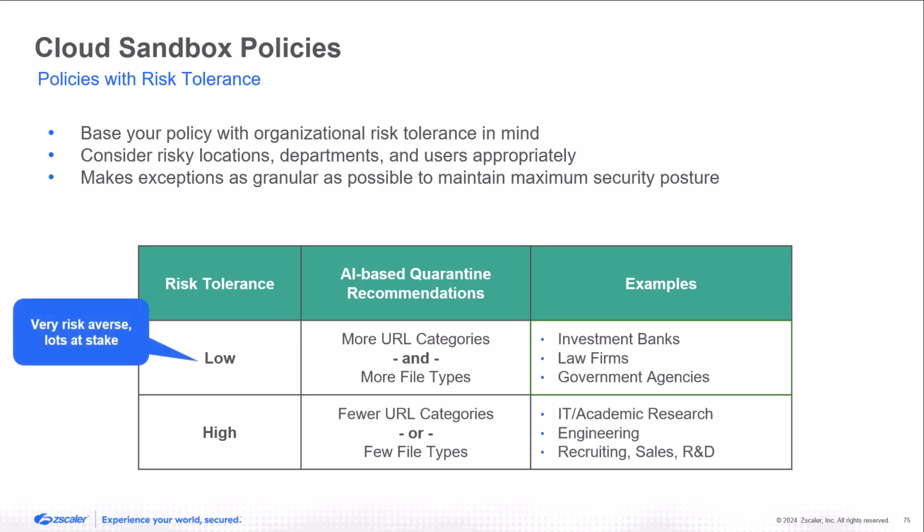If you are running a business that is very risk-averse, there are lots at stake, so your risk tolerance is very low. This is where you can define a broader policy with more URL categories and more file types where you want to enable AI quarantine. This includes industries like investment banks, law firms, and government agencies. However, there could be another industry where your risk tolerance is high. This includes industries like IT, academic research and engineering, and recruiting. There you probably have a rule that looks at fewer URL categories, and fewer file types. But you can still strike the right balance between the two, as on the rule.